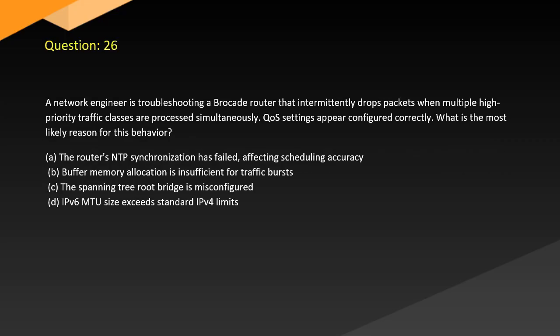Question 26. A network engineer is troubleshooting a Brocade router that intermittently drops packets when multiple high-priority traffic classes are processed simultaneously. QoS settings appear configured correctly. What is the most likely reason for this behavior? A. The router's NTP synchronization has failed, affecting scheduling accuracy. B. Buffer memory allocation is insufficient for traffic bursts. C. The spanning tree root bridge is misconfigured. D. IP MTU size exceeds standard IP limits.